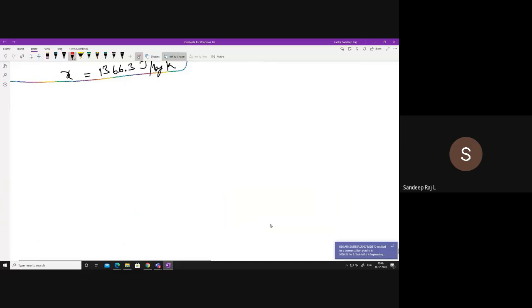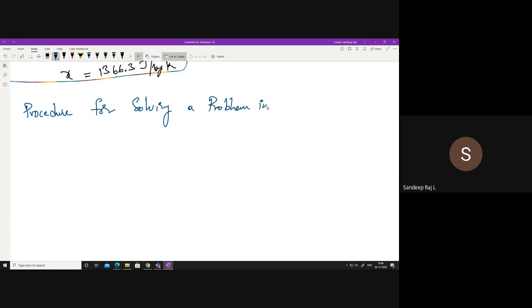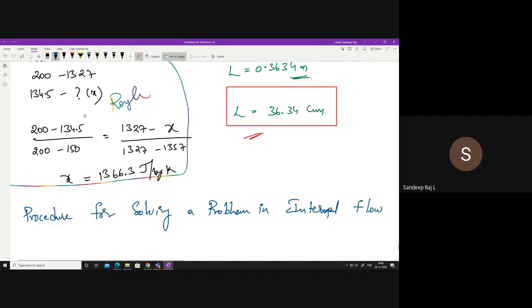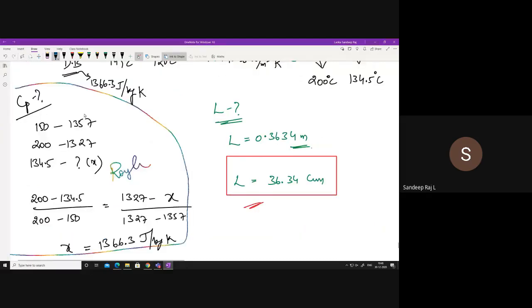Let me move ahead and tell you what is the procedure for solving a problem in internal flow. See this procedure. I may not have told you explicitly, but implicitly it is followed till now. Till now, we have discussed this procedure in various problems.